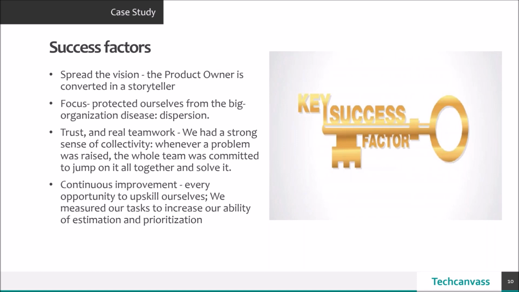Then the second success factor was that the focus was protected from the big organization disease. Whatever information was cascaded down, we were very much focused, and we were not focusing on other things going on in the organization. The onus goes to the product manager, who ensured that all the right information came down to the team members, and all the negative information the team doesn't require for the project was not trickled down.